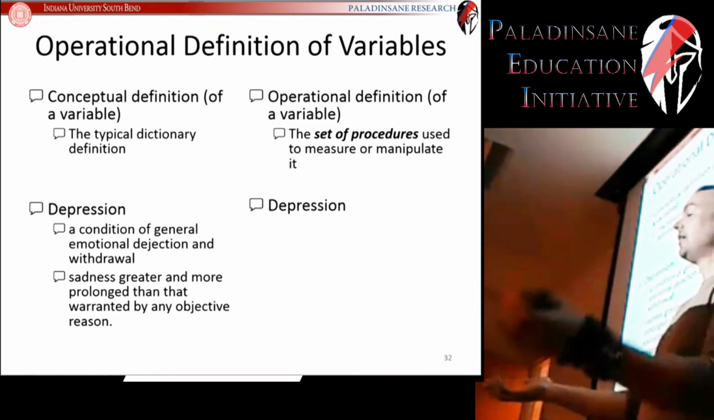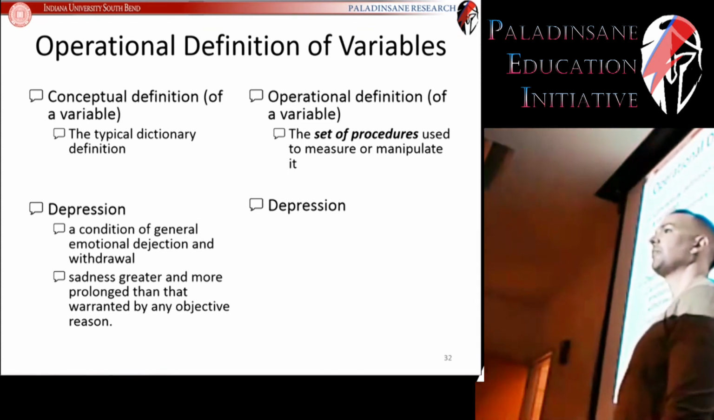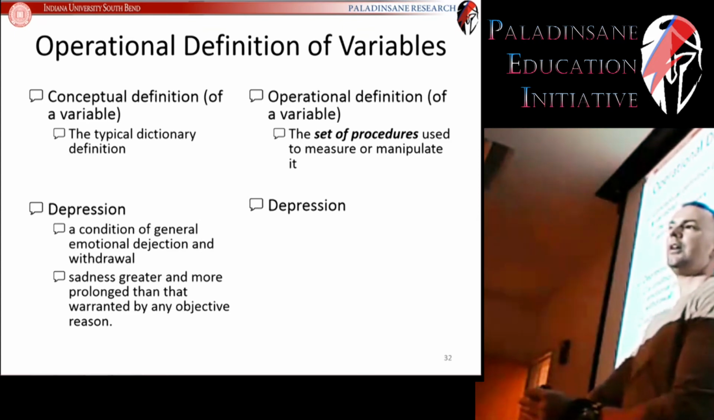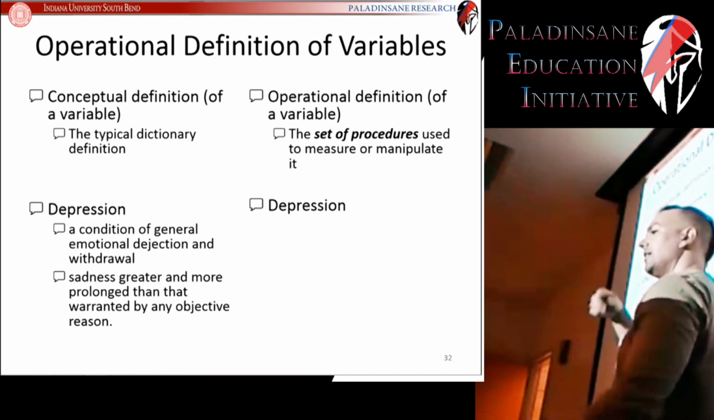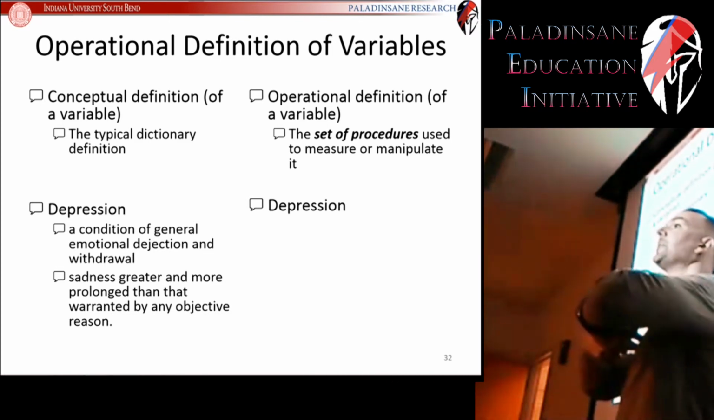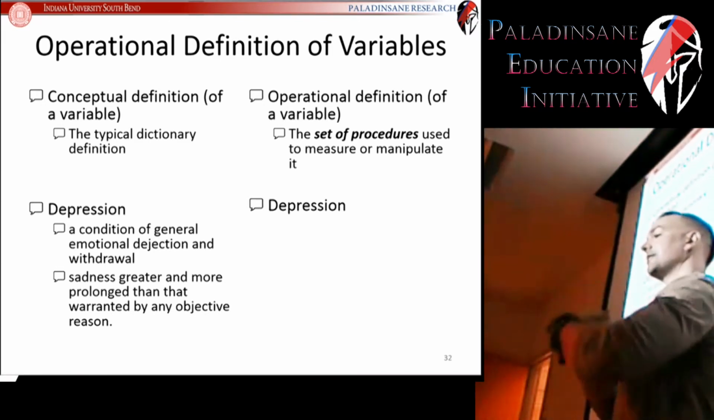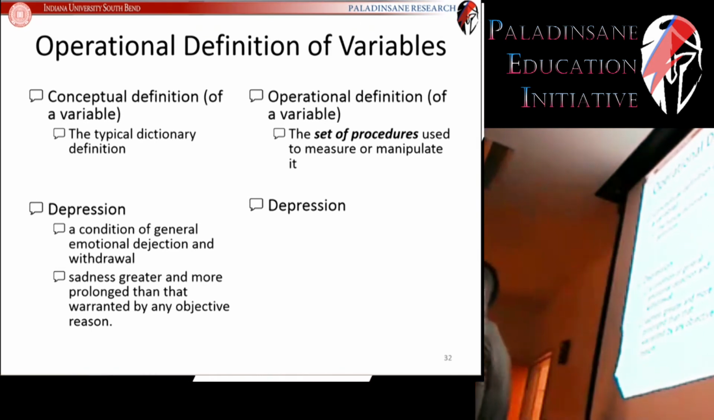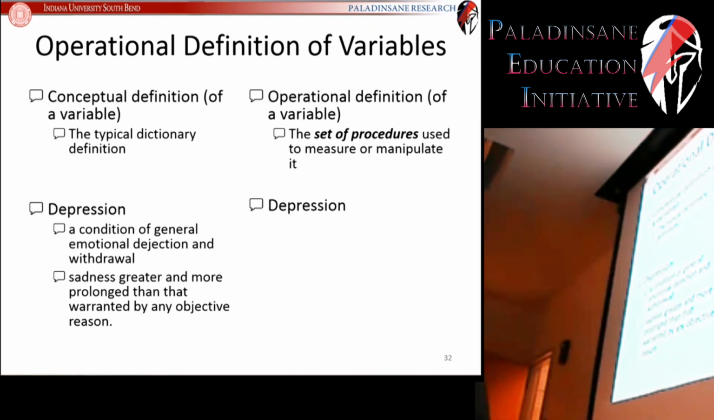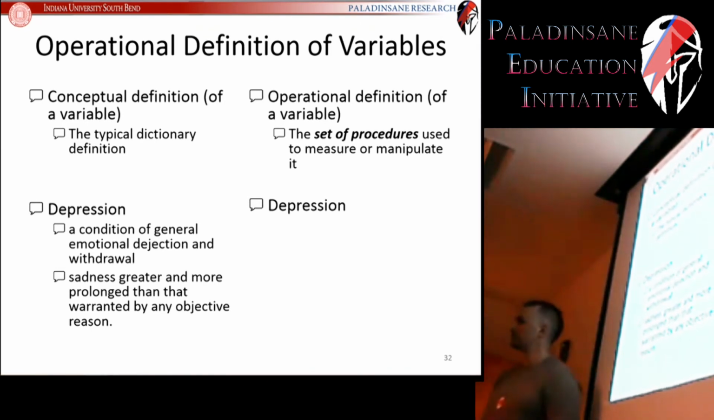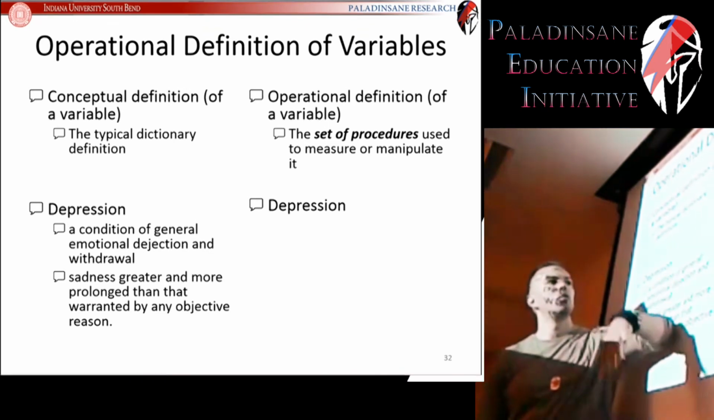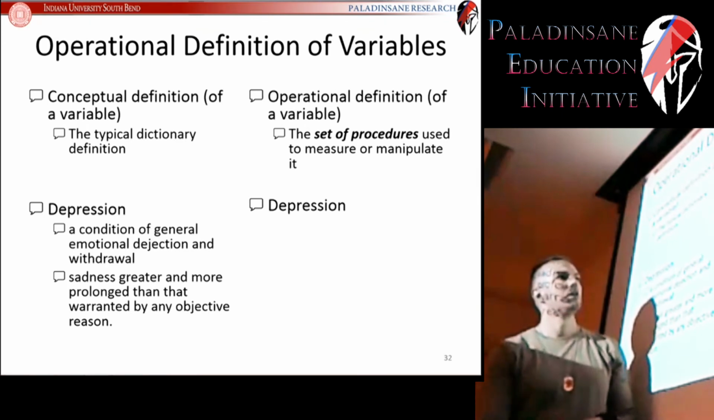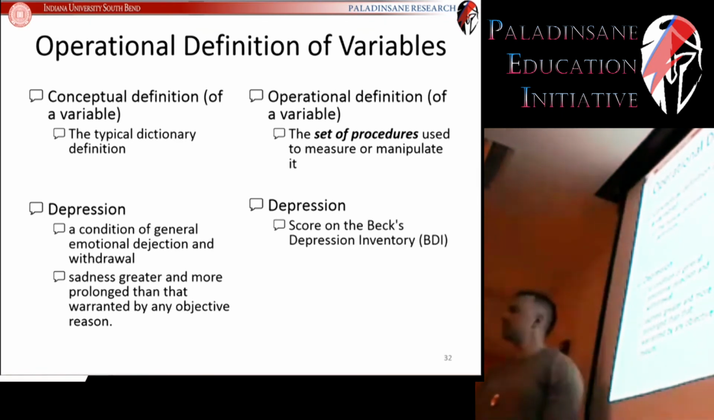You have no idea. You know what depression is, but you can't move on with the research because how do you get to this internal variable that a person has? Well, you get to it by the operational definition. One operational definition for depression is literally the score on the Beck's Depression Inventory.